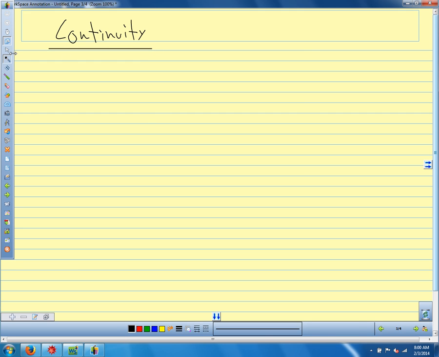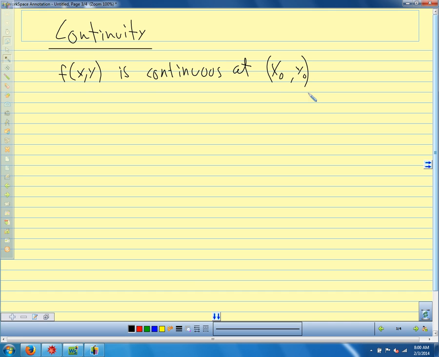And the idea of continuity of a multivariable function is exactly like the idea of continuity of a single variable function. So for a single variable function, we're just going to expand this f of x, y is continuous at x0, y0. So for a single variable function, what did we want to have for continuity? We had two conditions that we needed to worry about for continuity. What has to happen at x0, y0?